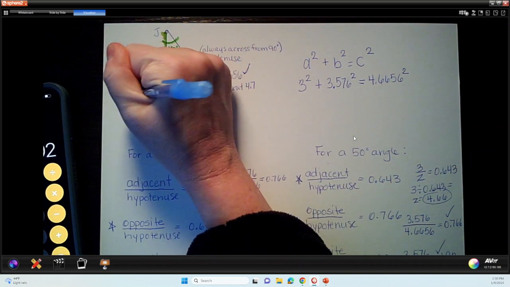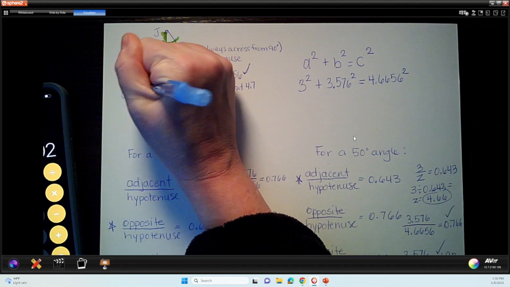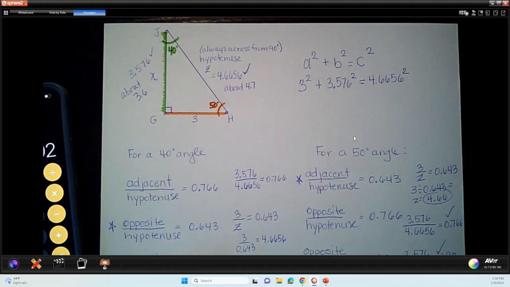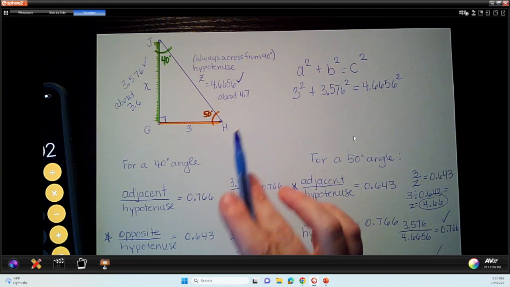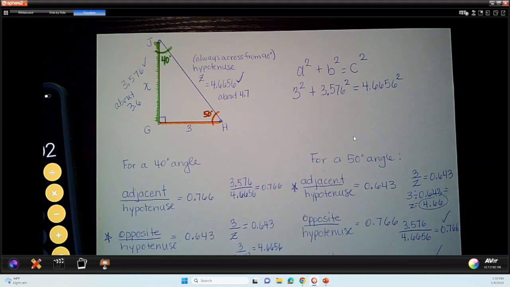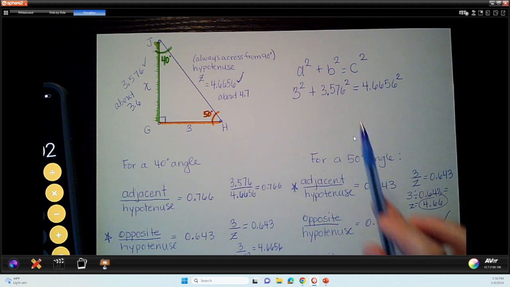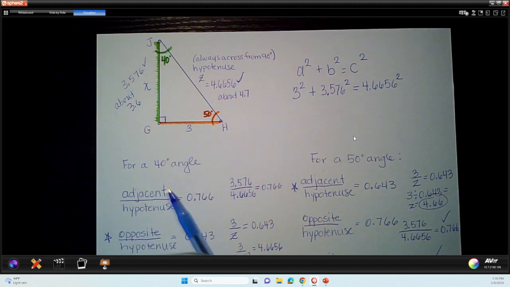Now, in reality, we could say that this is just about 4.7. This is just about 3.6. Now, when we get into our lessons coming up, we're going to talk about how the bigger the triangle, the more it's important to keep as close to the actual answer as possible. But for our purposes, you can estimate. But I'm using the actual numbers just to prove a point.